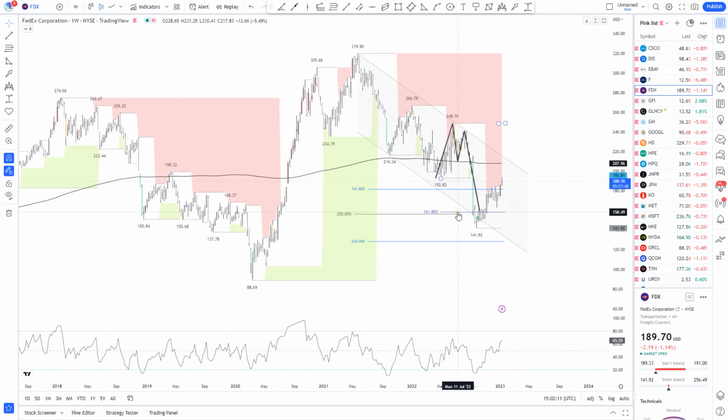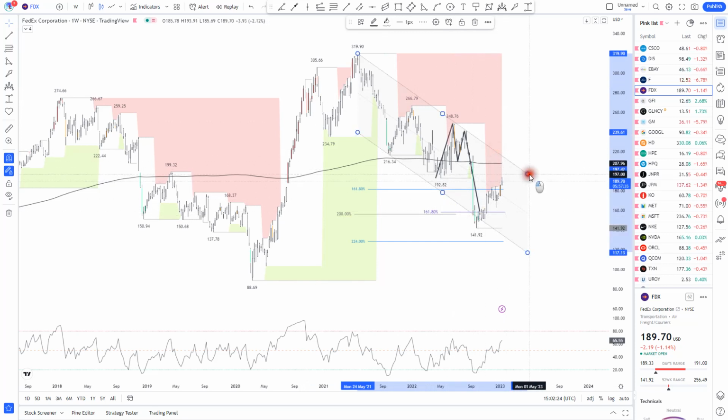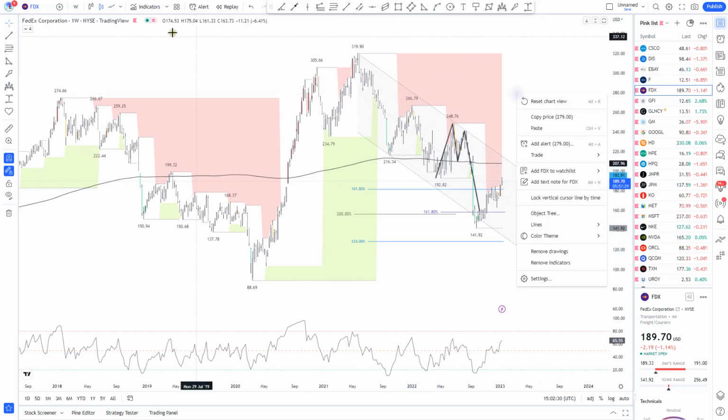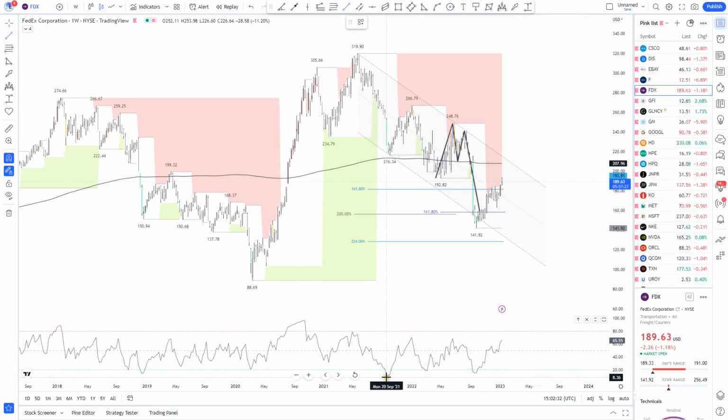FedEx already completed the golden Fibonacci extension right there, in convergence with the 200% Fibonacci extension, default target for this head and shoulders printed above. So I admit at least a retest of this channel resistance. A breakout above this channel may trigger more momentum to the upside.